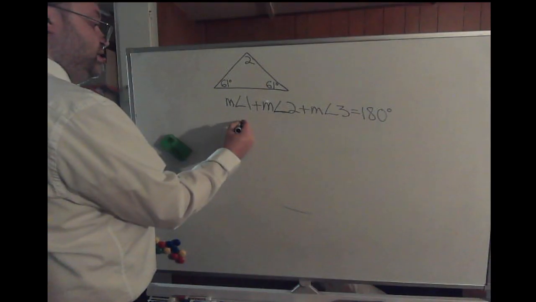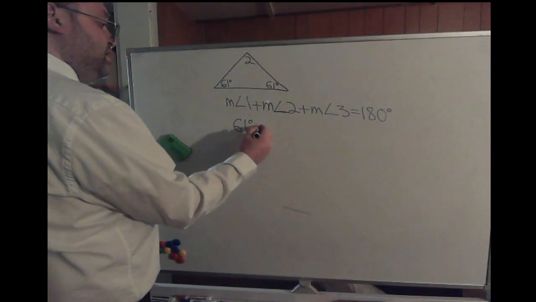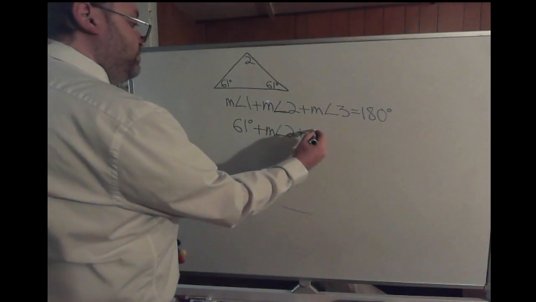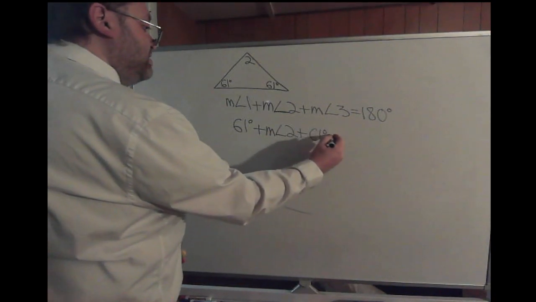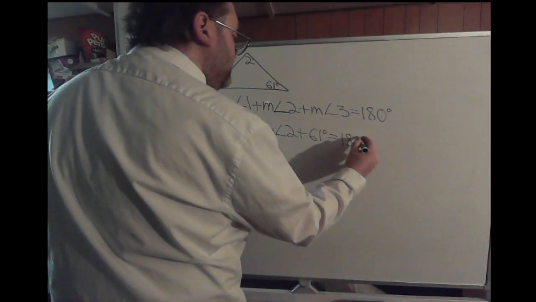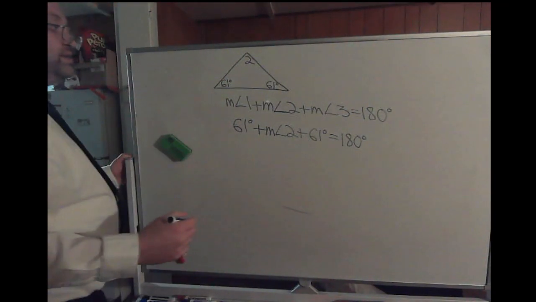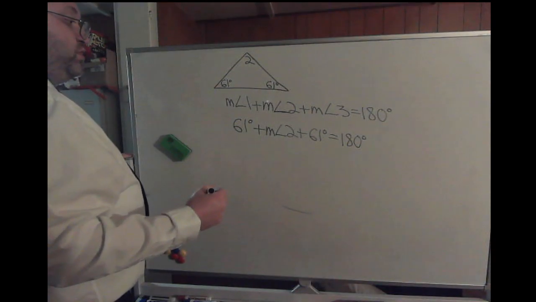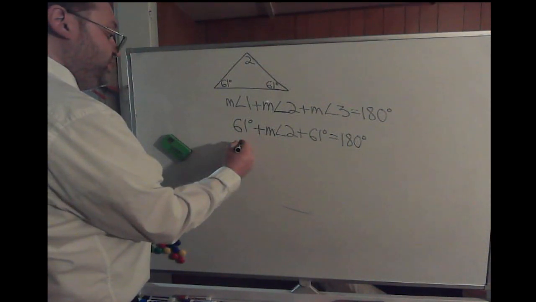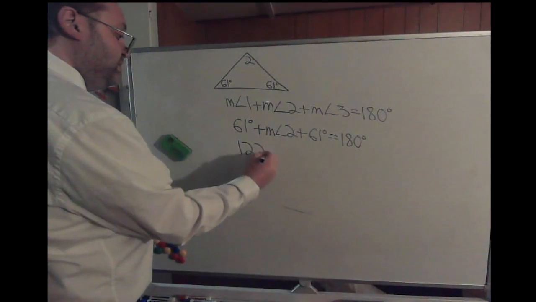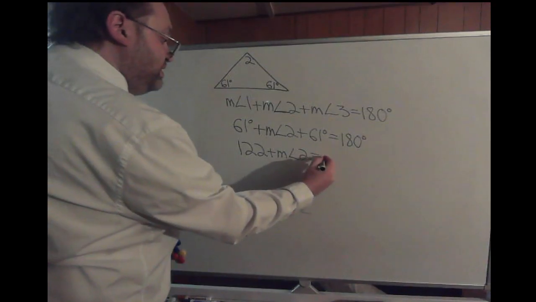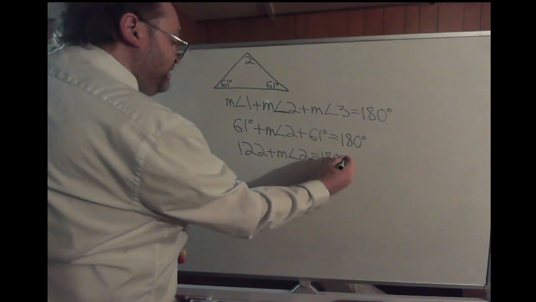Well, we know angle 1, that's 61 degrees. We don't know the measure of angle 2, but we do know angle 3 is 61 degrees. We know the sum of these three angles has to equal 180 degrees. So, of course, on the left side, you want to add up 61 and 61, which should give you 122, plus the measure of angle 2, because we're trying to solve for angle 2, that would equal 180 degrees.